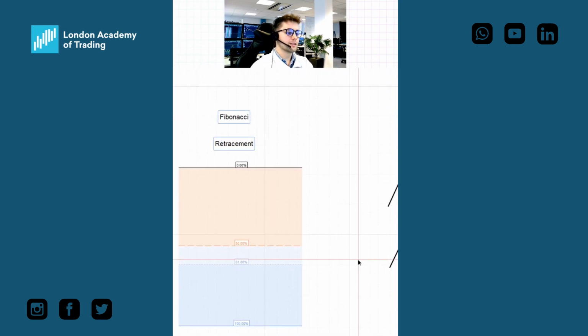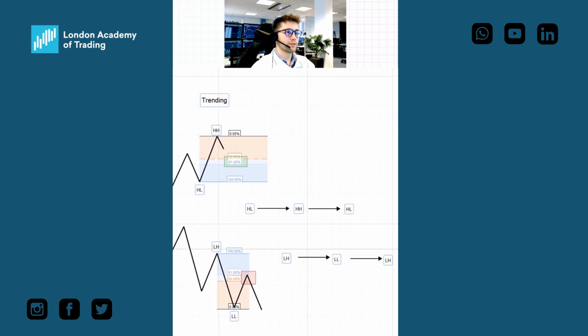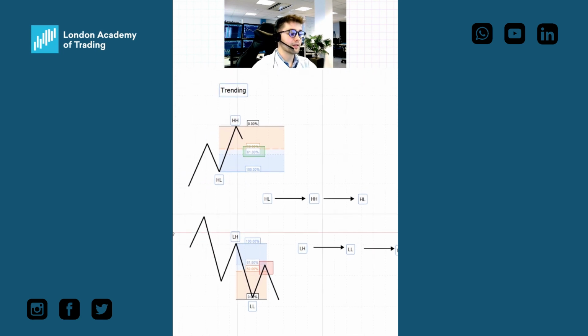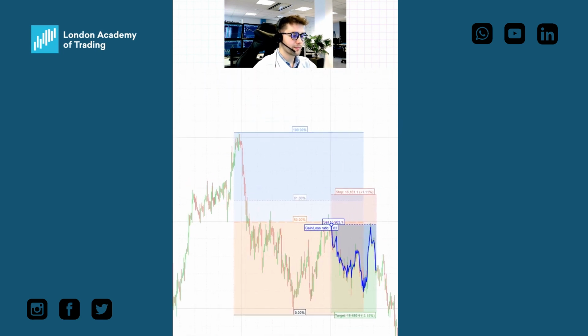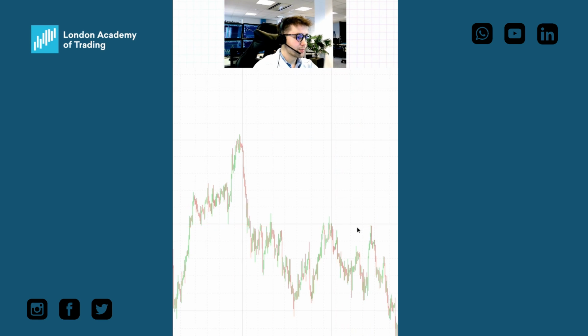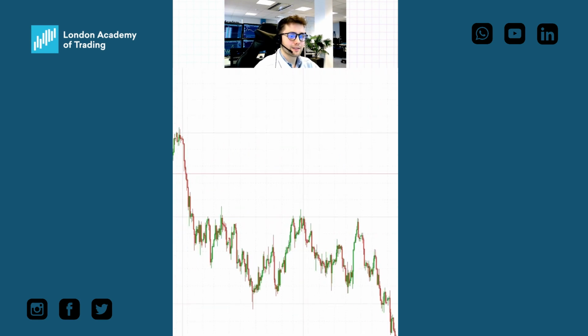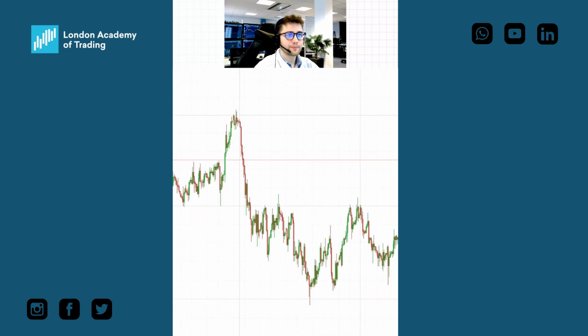So this is going to be how we look to draw these in an uptrend or a downtrend. Now let's have a look at some price examples. So this particular price example is on the DAX. This is the DAX on a 4-hour chart.